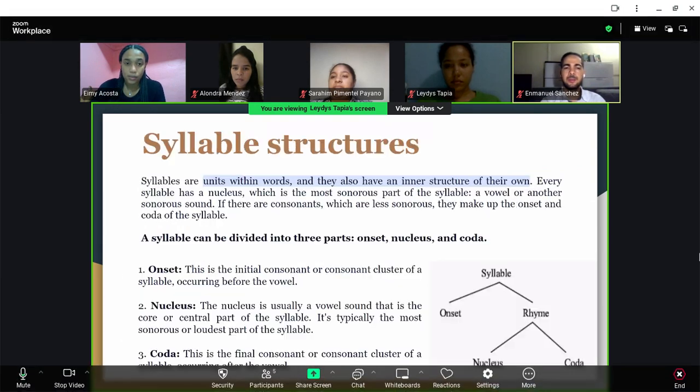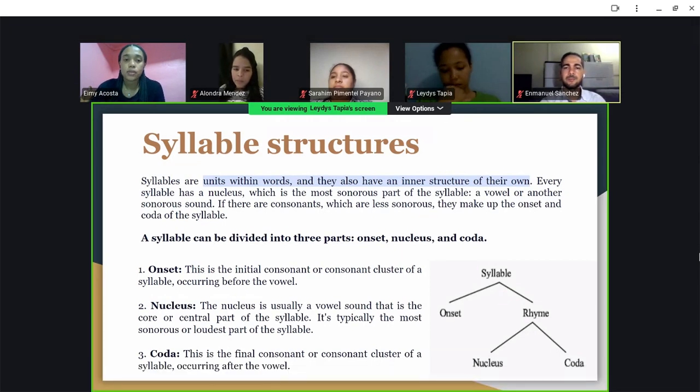Okay, so now the syllable structures. Syllables are units within words, and they also have an inner structure of their own. Every syllable has a nucleus, which is the most sonorous part of the syllable, a vowel or another sonorous sound. If there are consonants, which are less sonorous, they make up the onset and the coda of the syllable, and they are divided into three parts, which are onset, nucleus, and coda.